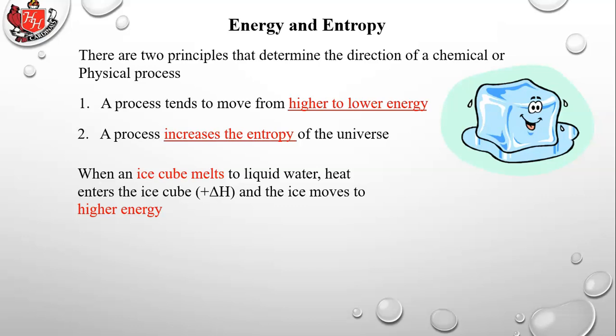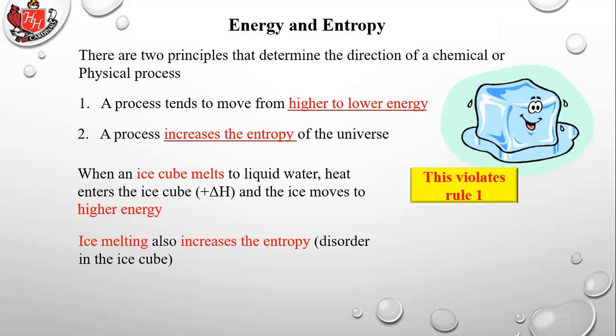Now that's not natural. That's an endothermic reaction. It's not natural for heat to want to go into a reaction and raise the product, raise the end result up to a higher energy. So that's not natural. So this violates Rule 1, that a process tends to move from higher to lower energy, because in this case, the ice cube is going from lower to higher energy.